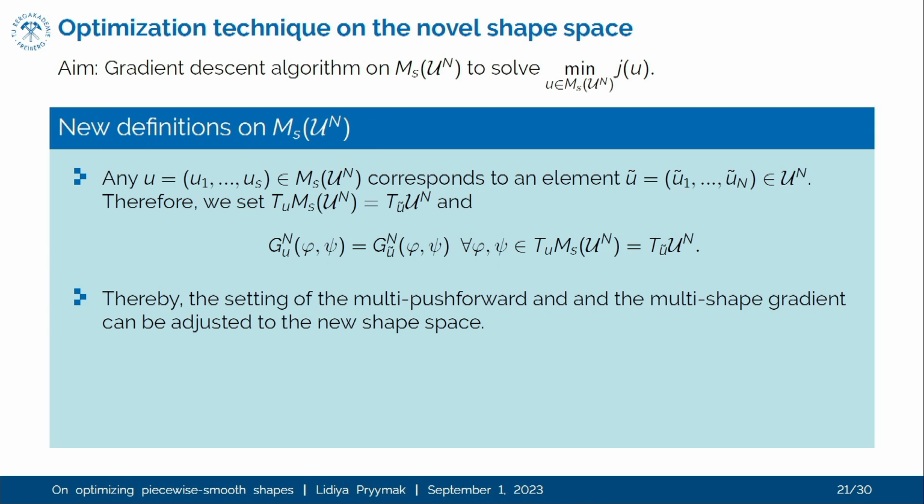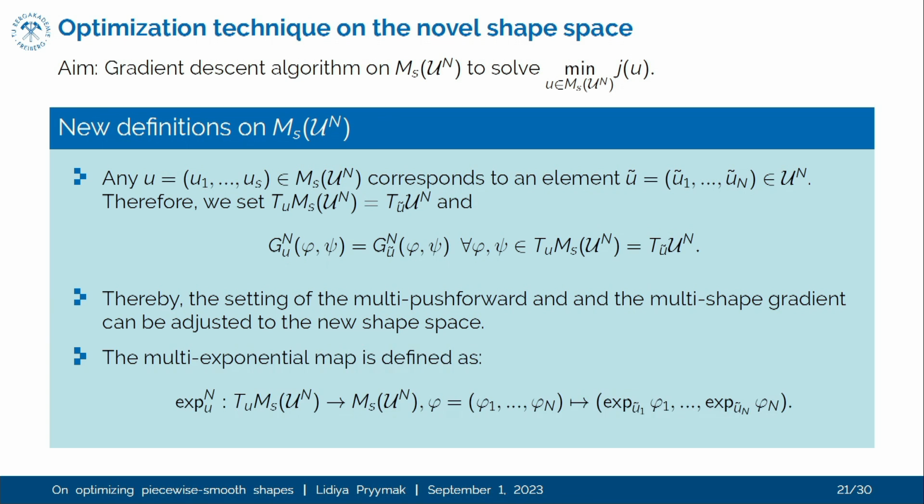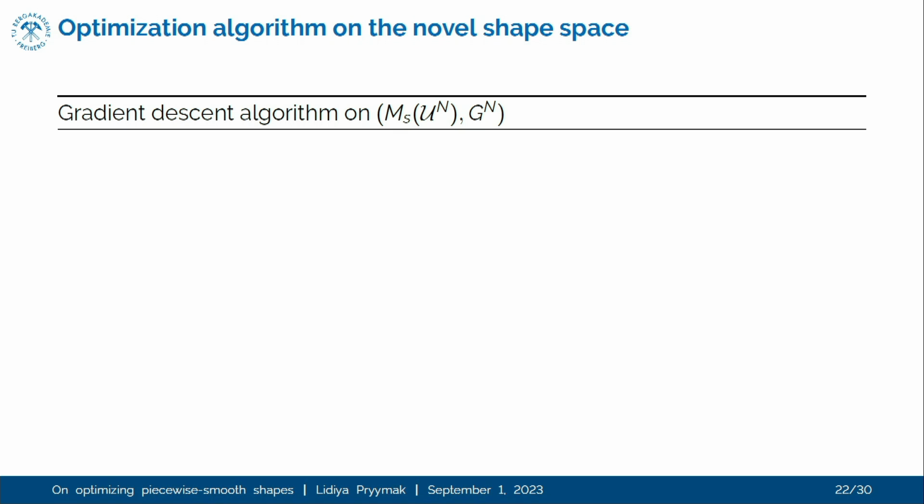Remember the construction of the multi-push forward and the multi-shape gradient, which we have seen for the optimization of multiple shapes. We can easily adjust them to our new shape space. The last thing we need to consider is the multi-exponential map, for which we use the exponential maps on the individual manifolds we consider. Now with this, we are able to define a gradient descent algorithm on M_S of U^N with the metric G^N.